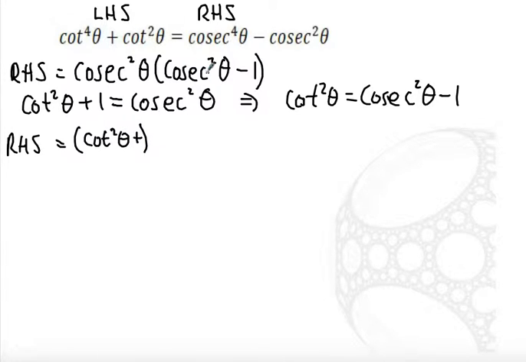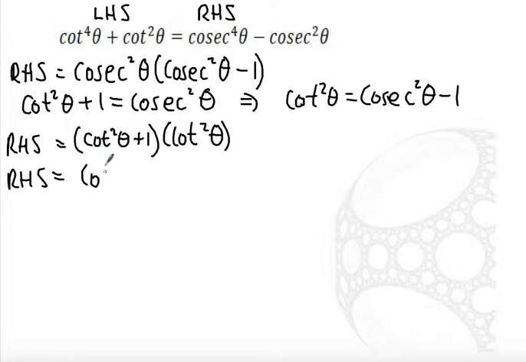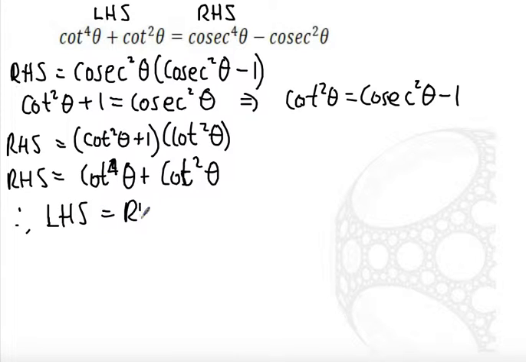And I can also substitute out cosec squared theta. Let's make sure I've got that plus 1, that's a little bit ambiguous. I can also substitute out the cosec squared theta minus 1 because that is equal to cot squared theta. Having done those substitutions, if I expand those brackets, I get cot to the power of 4 theta plus cot squared theta, and so therefore I have shown that the left hand side is in fact equal to the right hand side.